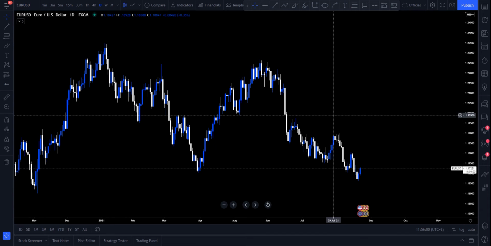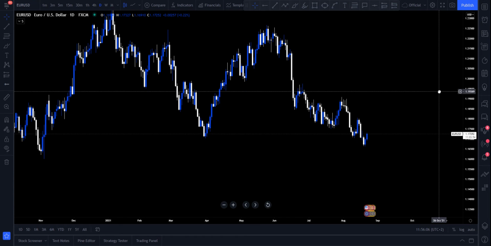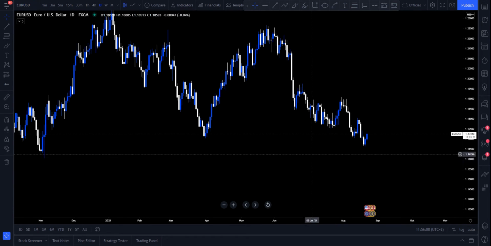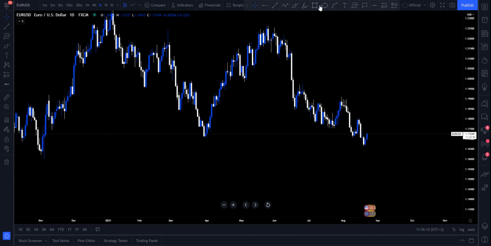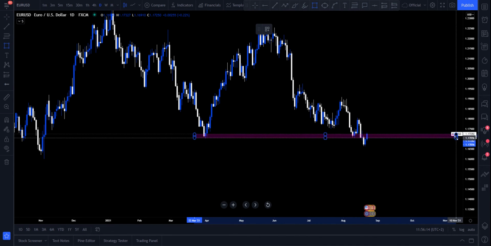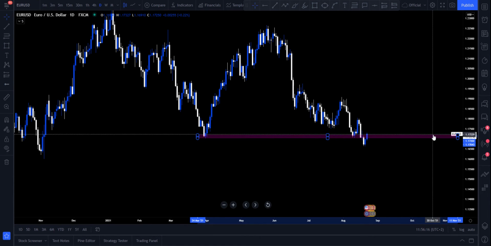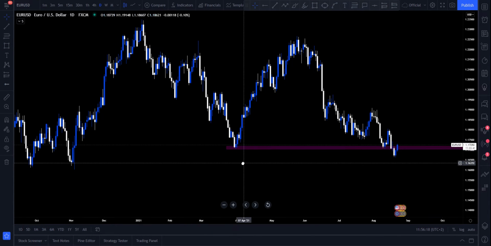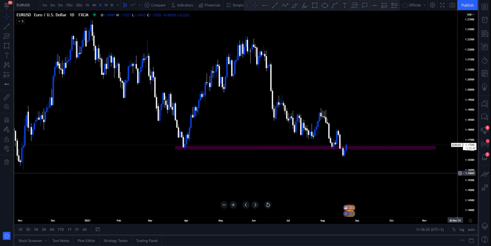First of all, as you can see, Euro US dollar is right now sitting at 1.17, somewhere around there, and we are on the daily chart. We pretty much broke through the structure through this low right here, and what happened? This was a previous demand zone, so a lot of the buying was happening right there.